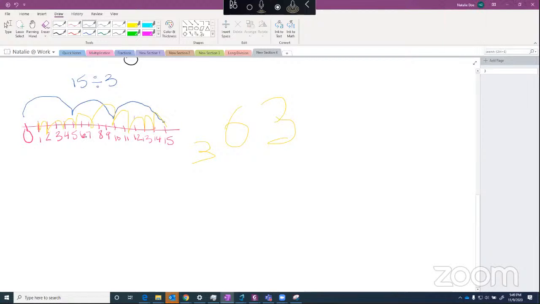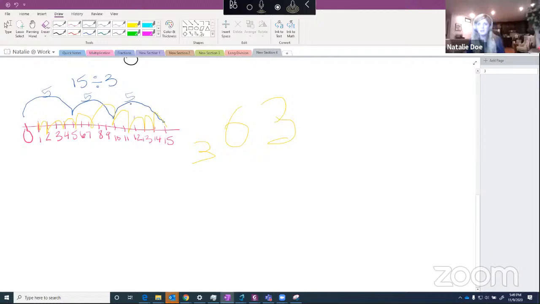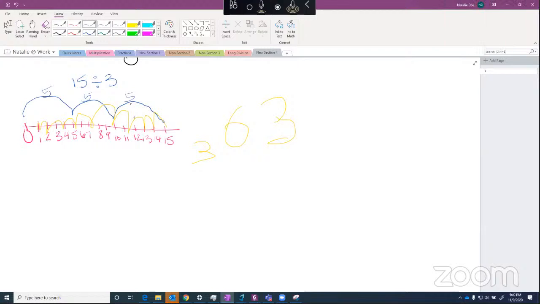After division, we're gonna learn measurement, perimeter, and area. After that, we're gonna learn fractions. After that, we're gonna learn geometry. Can you say that again? You said measurements for area? Perimeter, area.